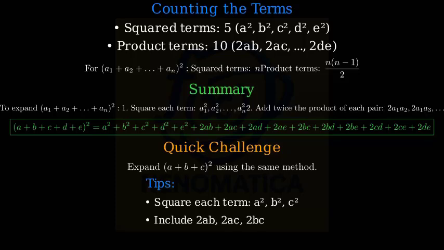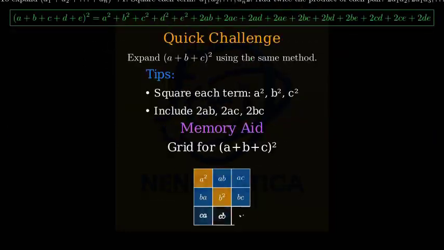Let me show you a useful memory aid for this formula. Think of it as filling a grid where each cell represents a product of terms. The diagonal represents the squared terms, and the off-diagonal elements represent the cross-product terms that get doubled.